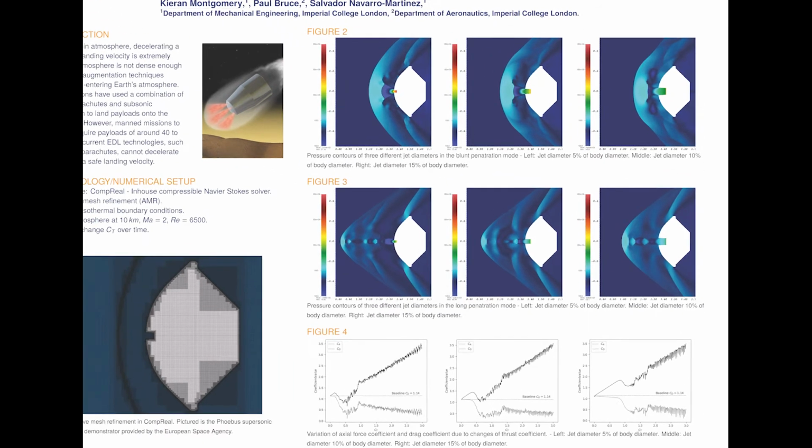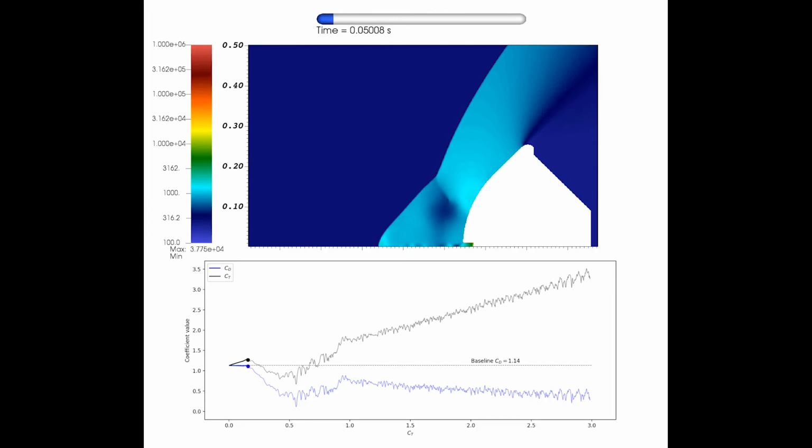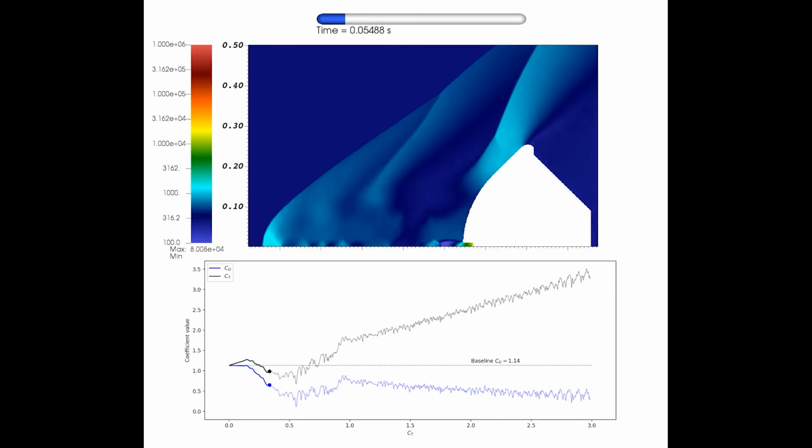In the results presented today, we vary the thrust coefficient linearly over time. This is done by increasing the ratio of jet stagnation pressure to free stream stagnation pressure at every time step. We do this with 3 different jet diameters, namely with jet diameters that are 5%, 10% and 15% of the model diameter. Here is a simulation with a jet diameter that is 5% of the body diameter.